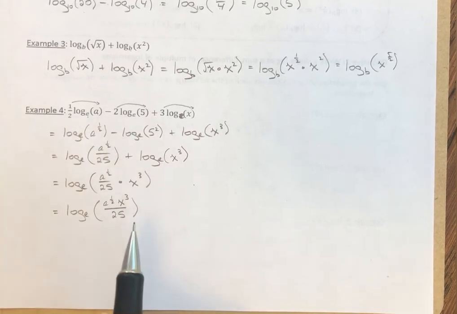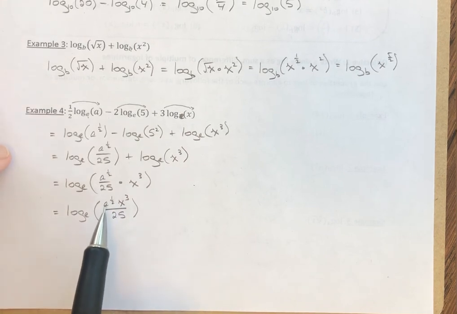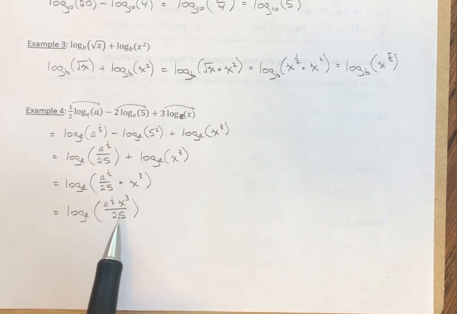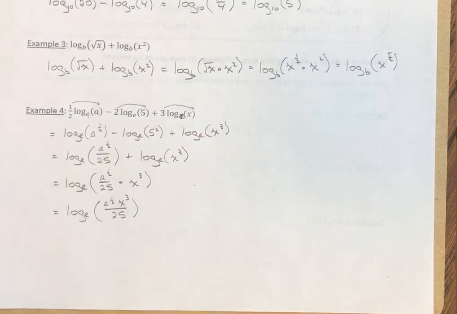And if you'd like to, you could also write a to the 1/2, which is the same as the square root of a, so you could write that as the square root of a. Either one is acceptable. So there you have it, a fair amount of practice going back and forth with the properties of logs.